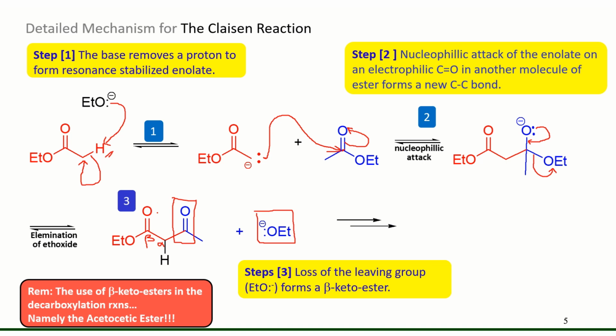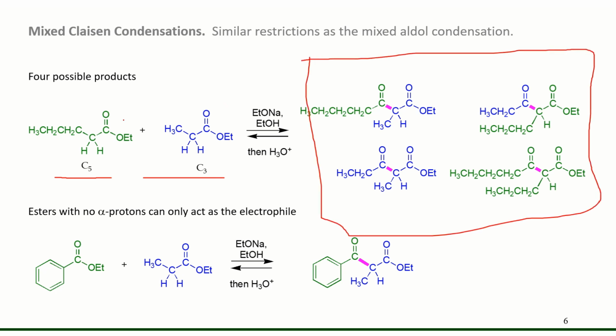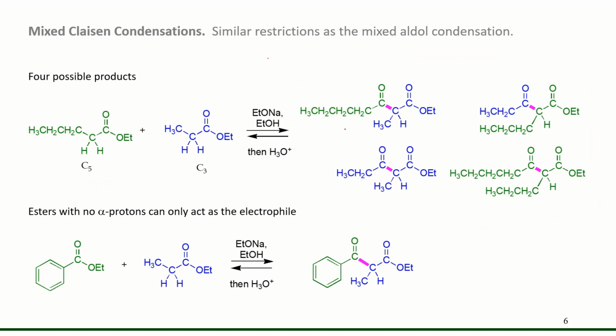The beta keto ester. Like the aldol condensation, mixed Claisens are terribly unattractive. Why? Because as you can see here, we have a pentyl species and a propyl species, and we have two different types of enolizable species, and so we'll end up with 4 different products, and that's really, really gross. Yeah, very hard to separate.